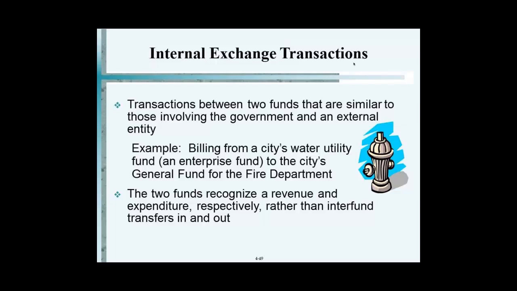Not an interfund transfer in and out. What's an interfund transfer? You say, what does that mean? Well, sometimes, for instance, you have debt outstanding, and you need to pay the debt off through the debt service fund. Where is the debt service fund going to get the money from? The general fund. How does the general fund do it? By doing an interfund transfer out to the debt service fund. Any exchange of value? No, they've just basically done what? Transferred cash over. So that's the distinction between an exchange transaction and just an interfund transfer in and out.